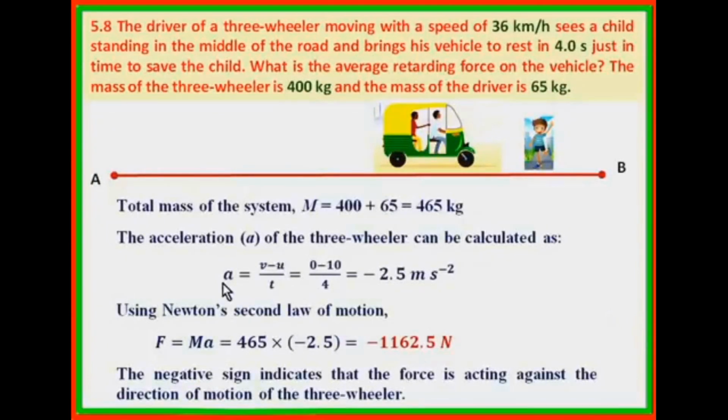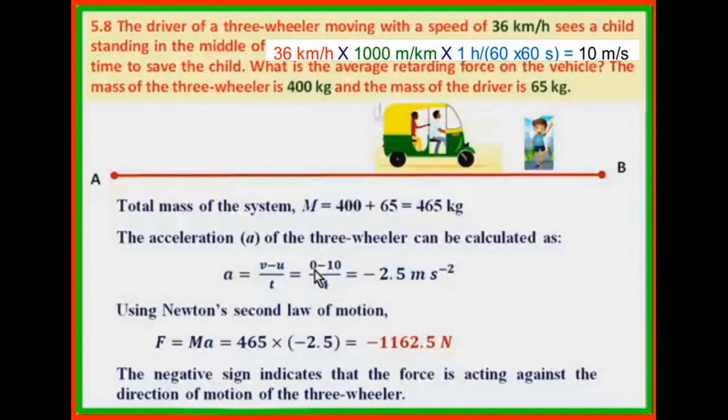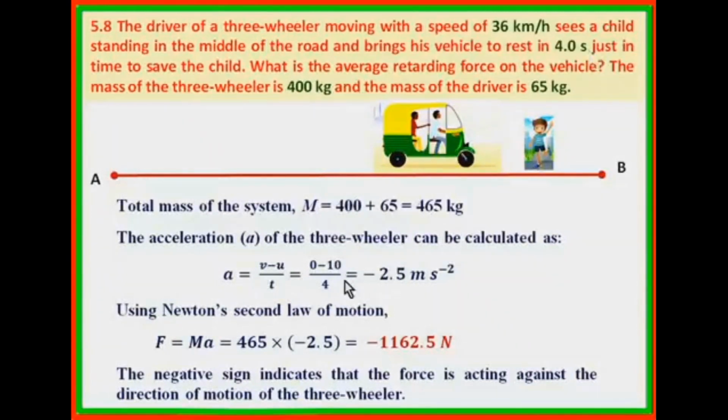So the total mass is 400 plus 65, 465 kilogram, and the acceleration can be found by change in velocity over time, where in the final case the object comes to rest so that the final velocity is 0. When we are coming for the initial velocity, that is given as 36 km per hour, if we are converting that into meter per second, that will be 10 meter per second. So the u is being substituted with the value of 10 meter per second over here, and the time is given in the question as 4 seconds. So it's going to be minus 2.5. Minus represents the three-wheeler retarding.